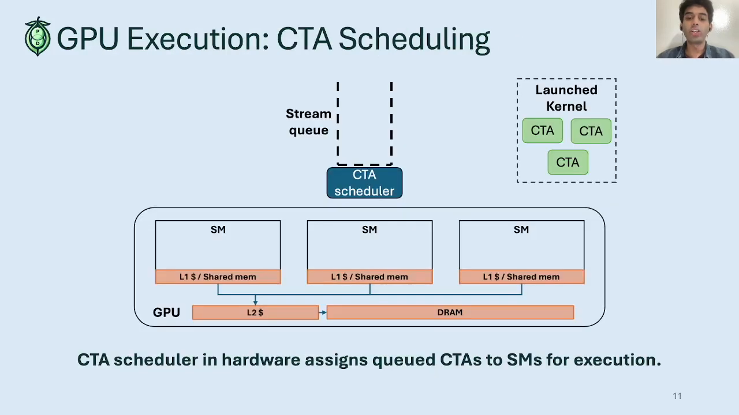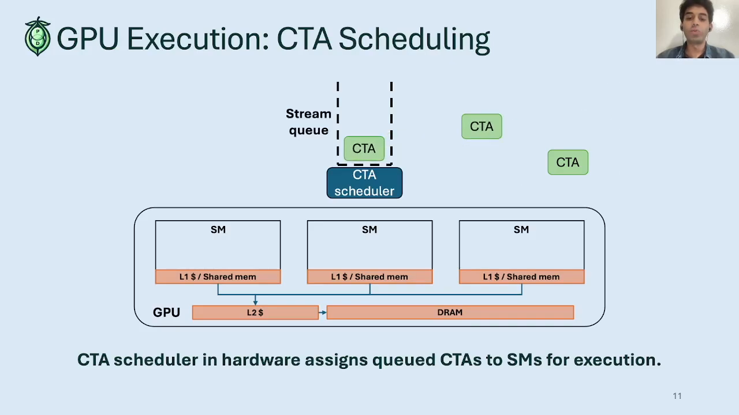When a programmer launches a GPU kernel, they specify groups of 100 to 1,000 threads called cooperative thread arrays, or CTAs. The work to be done by the kernel is split among these different CTAs. For example, in tiled matrix multiplication, each CTA can handle a different matrix tile. These CTAs wait in a stream queue until a CTA scheduler assigns them to the streaming multiprocessors, or SMs, within the GPU where execution occurs.